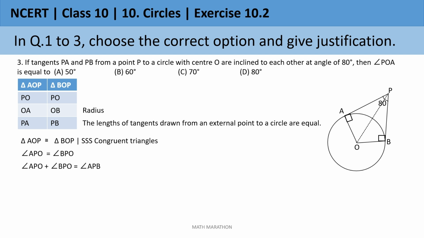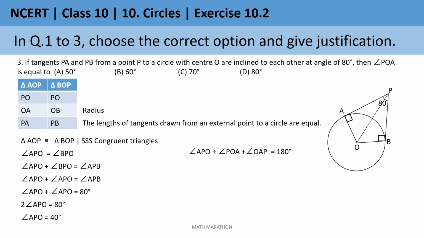Angle APO plus angle BPO is equal to angle APB. Angle APO plus angle APO is equal to angle APB, because angle BPO is equal to angle APO. Angle APO plus angle APO is equal to 80 degree, because angle APB is equal to 80 degree. Twice of angle APO is equal to 80 degree. Let us divide the equation by 2. Angle APO is equal to 40 degree.